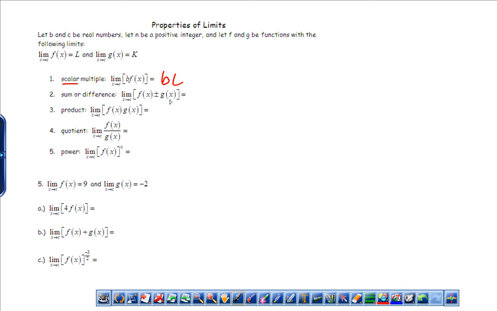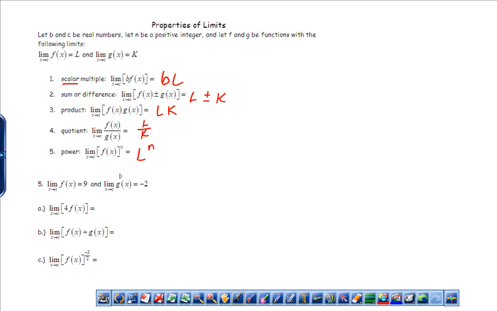Okay, the sum or difference. If I'm adding two functions and then taking the limit, or same with difference, you would just add or subtract, whichever the case may be, your two limits. Product works the exact same way. L times k. Quotient, L over k. It's very nice how this works out. And the power would be exactly what you'd think it'd be. It'd be L to the power of n. So you can take this n off the power of the function and apply it to the whole limit.